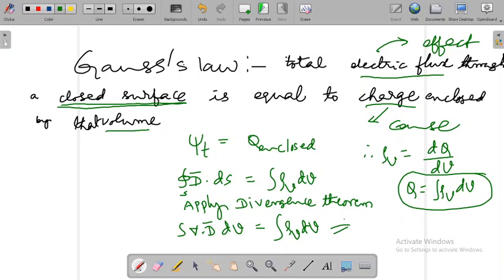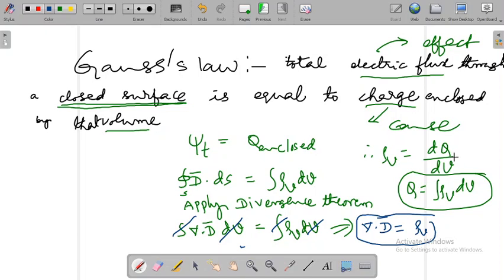It implies that here the integrals are equal. We have a volume integral on the left, and here also a volume integral. So as the integrals are equal, the integrands should be equal. On the left hand side we have divergence of D bar. On the right hand side we have rho v.